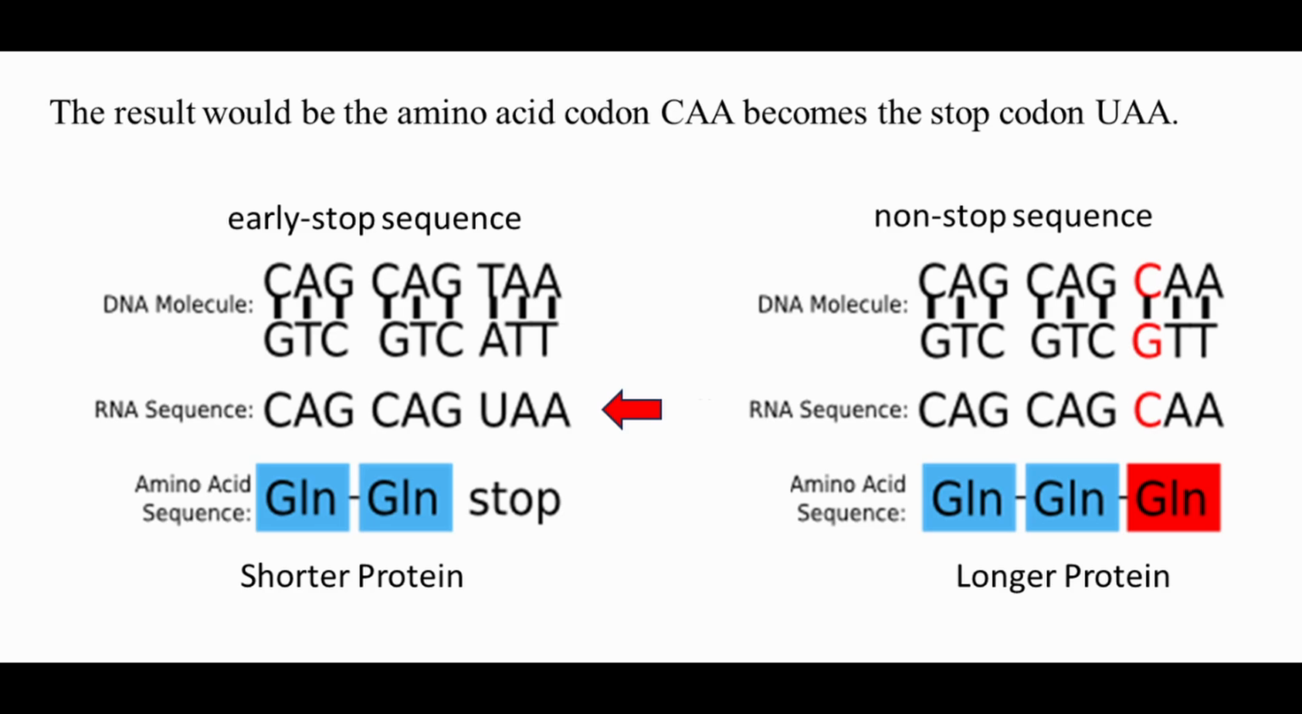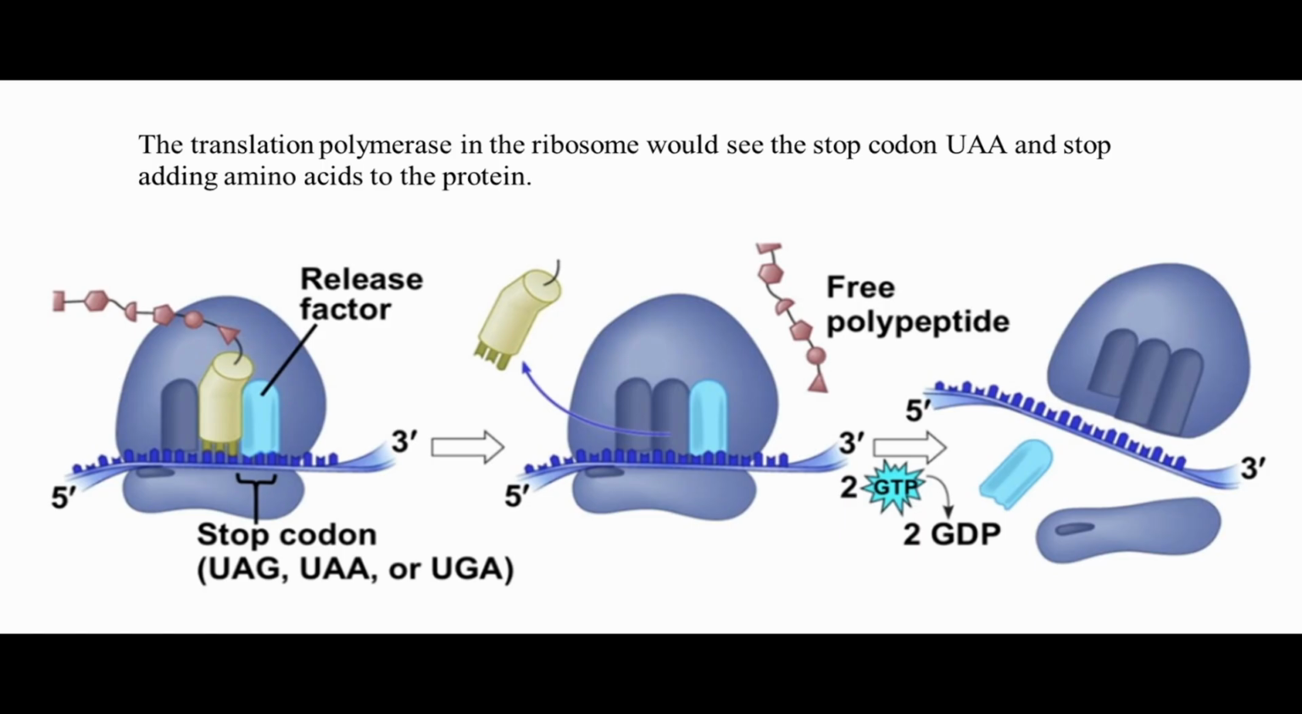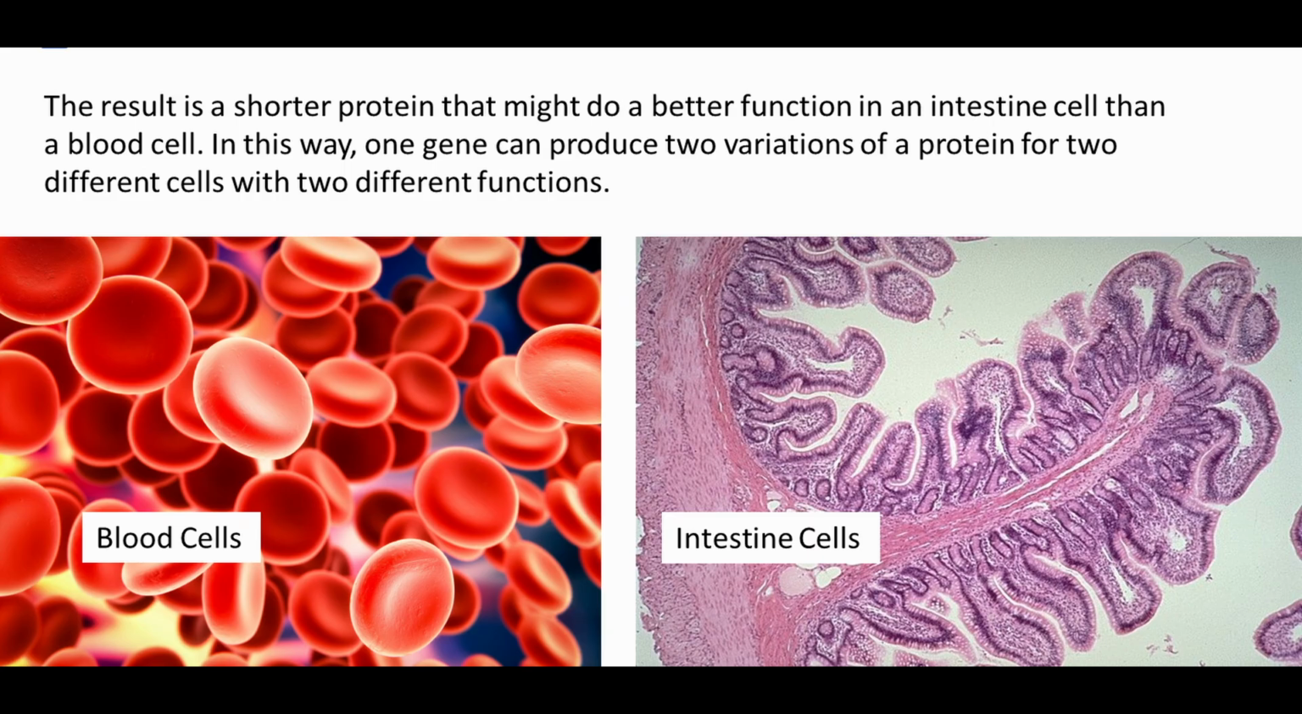The result would be the amino acid codon CAA becomes the stop codon UAA. The translation polymerase in the ribosome would see the stop codon UAA and stop adding amino acids to the protein. The result is a shorter protein that might do a better function in an intestine cell than a blood cell. In this way, one gene can produce two variations of a protein for two different cells with two different functions.